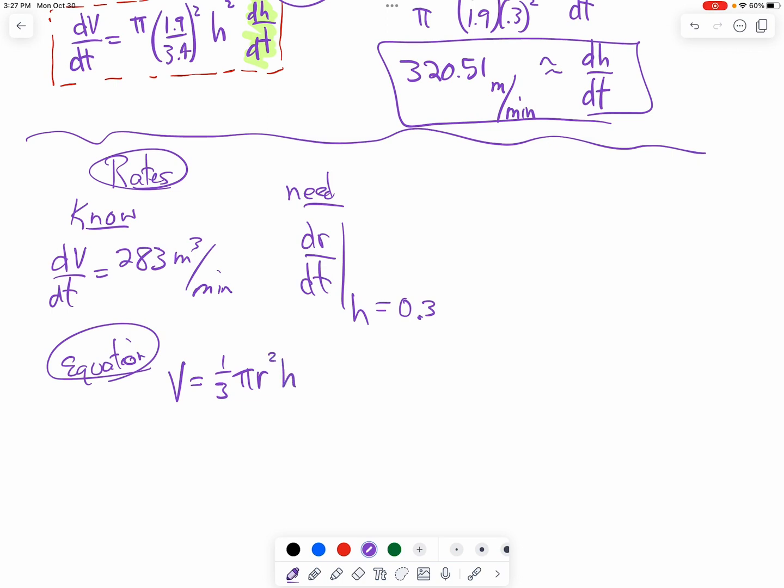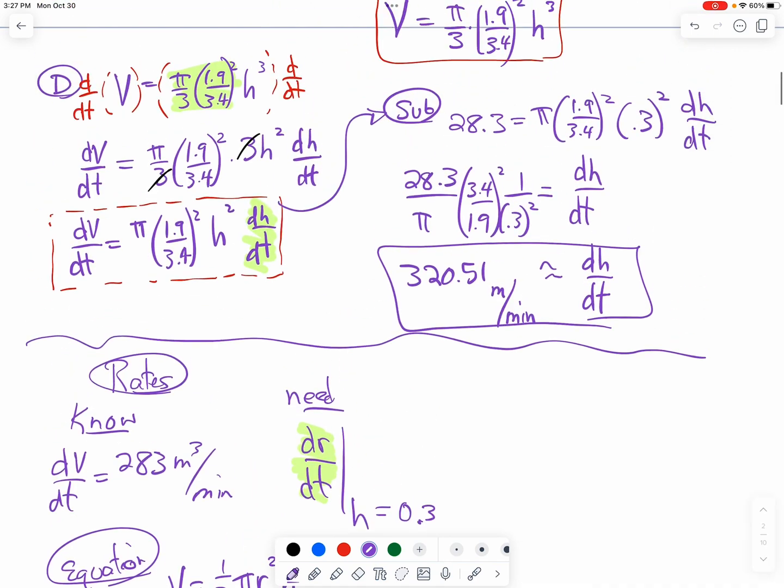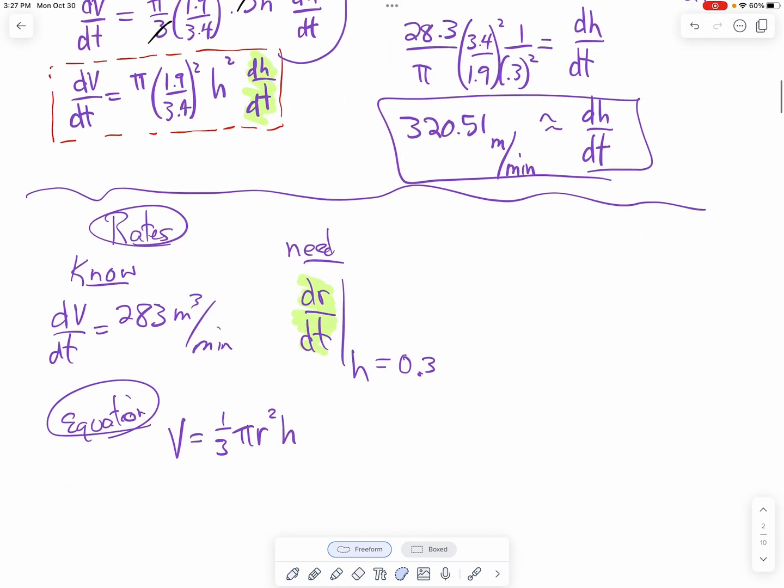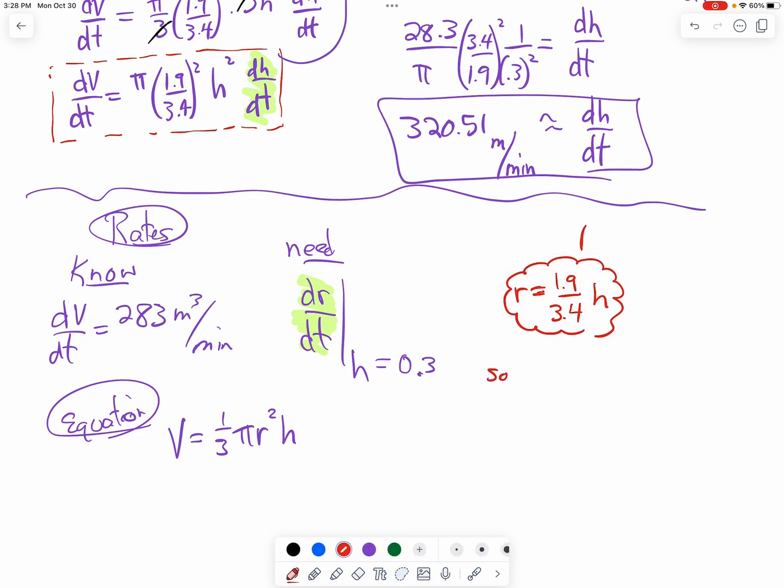But now because we want to have how the radius changes with time, let's go back to that ratio from similar triangles and just turn it on its end. That means if we know r is 1.9 over 3.4 h, we can rearrange it a little: 3.4 r equals 1.9 h, and then h is going to be 3.4 over 1.9 r. We now have h expressed in terms of r.